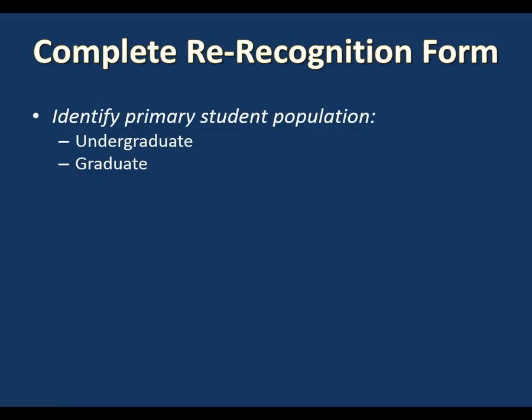You'll need to identify the primary student population you serve, undergraduate, graduate, or both. Please note that any hybrid organizations will be able to check off both. These organizations function under both USGA and the GSC. Just a reminder that it is your organization's responsibility to ensure all university and governing body specific policies and procedures are being met at all times.